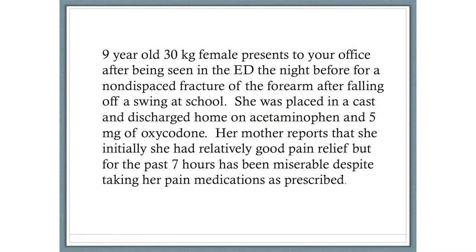So I want to go through a couple of case discussions. The first one is a 9-year-old who presents to your office after being seen in the ED the night before. She fell at school. She has a non-displaced forearm fracture. She was put in a cast, sent home on Tylenol and 5 milligrams of oxycodone. Her mother reports that initially she had very good pain relief, and then over the past 6 or 7 hours, she's been miserable. And she's been taking the oxycodone every 4 hours.